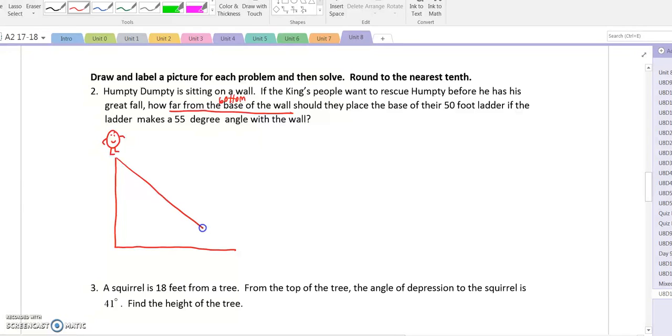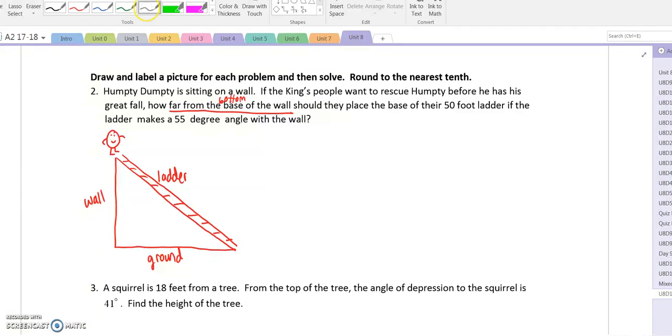Gotcha. So we have a ladder forming right here. And I'm going to draw it like a ladder, or at least somewhat like a ladder, so that I get the picture here. If you're not a good artist like me, it might help you to label some things. Ladder, ground, wall, just so we don't forget. So how far should they place their 50-foot ladder if the ladder makes a 55-degree angle with the wall?